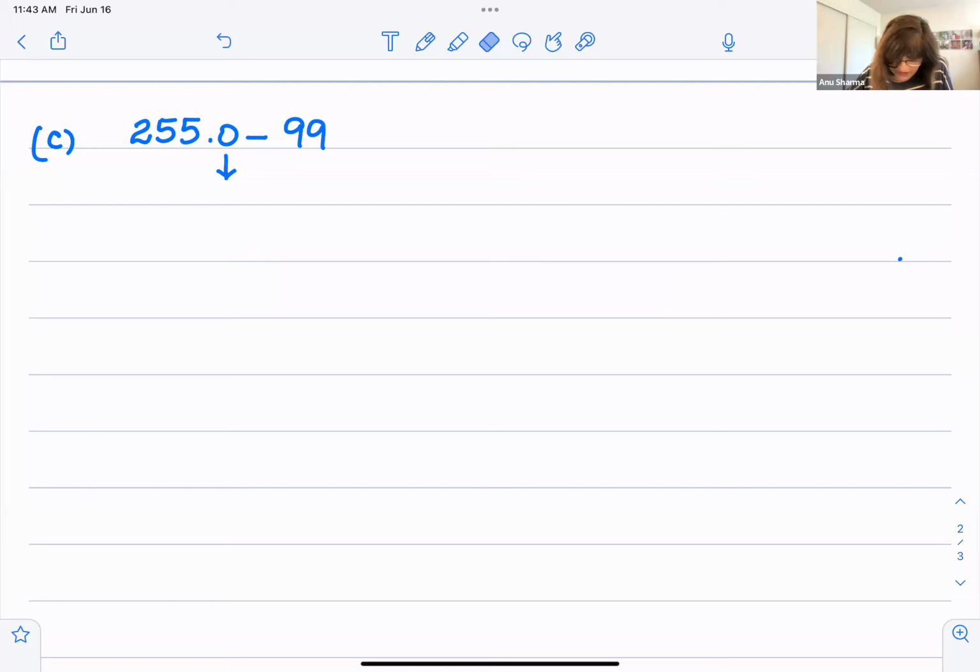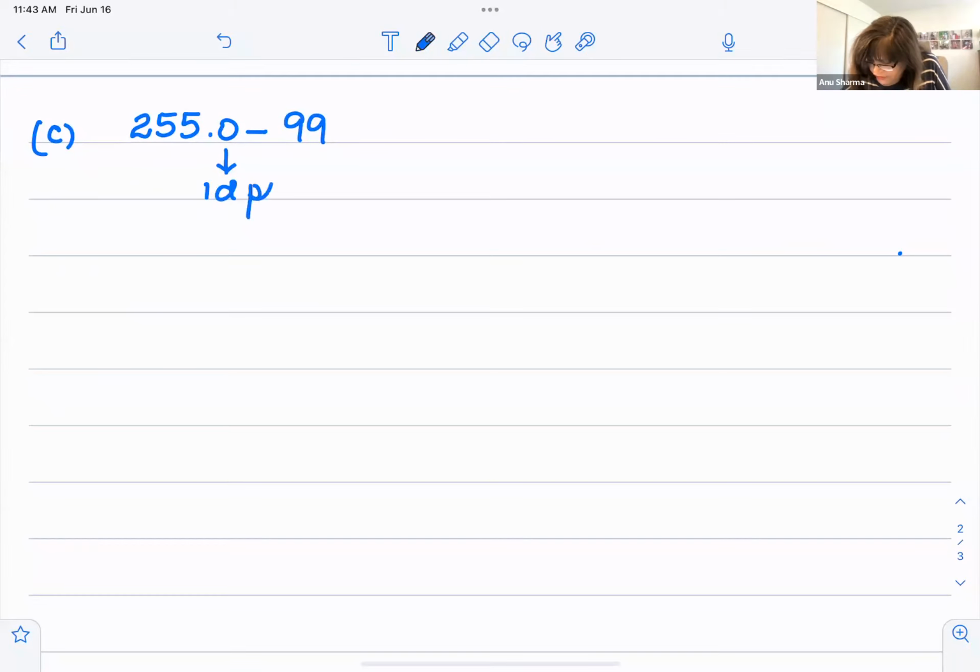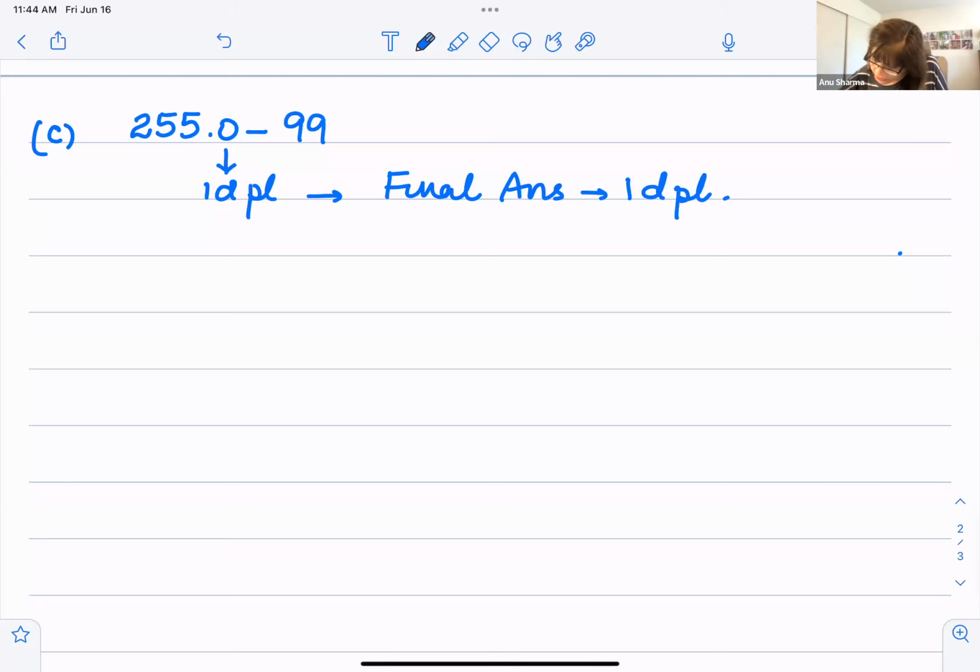So 255.0 minus 99. And yeah, 156. So you have 156 here. Okay, so this is 1 decimal place. So the final answer should have 1 decimal place also. So what are we doing here now? So 255 minus 99 becomes 156. The final answer should also have 1 decimal. So in this case, you can just put 0 from your side. Okay, 156.0, because your answer should have a decimal place.